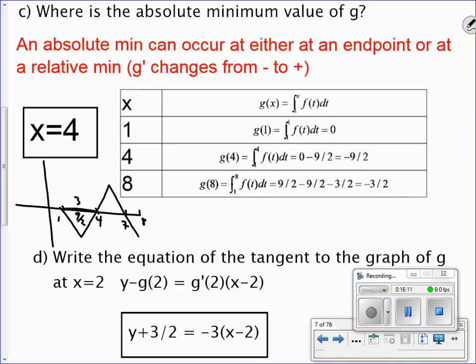To get g of 8, that's the definite integral from 1 to 8 of f of t. So I have to look at the graph of f of t between 1 and 8. Take the total area above the x-axis, which is also 9/2, and subtract the total area below the x-axis. If you figure out this triangle over here, that's 3/2. So altogether, you wind up with negative 3/2. That's area above minus area below. Then you compare those y coordinates, and the least is the absolute min. So that's why it's negative 9/2 and occurs at x equals 4.